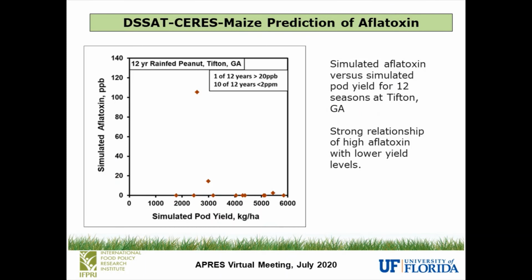A little bit of simulation illustrates 12 seasons at Tifton, Georgia, roughly 1990 through 2002, and illustrates that one out of the 12 years had greater than 20 parts per billion, so quite disastrous, but 10 out of the 12 fell below the 2 parts per billion trigger. Basically, if you had high yield, you had not much aflatoxin, so there was a strong relationship of aflatoxin occurring under low yield conditions caused by drought.